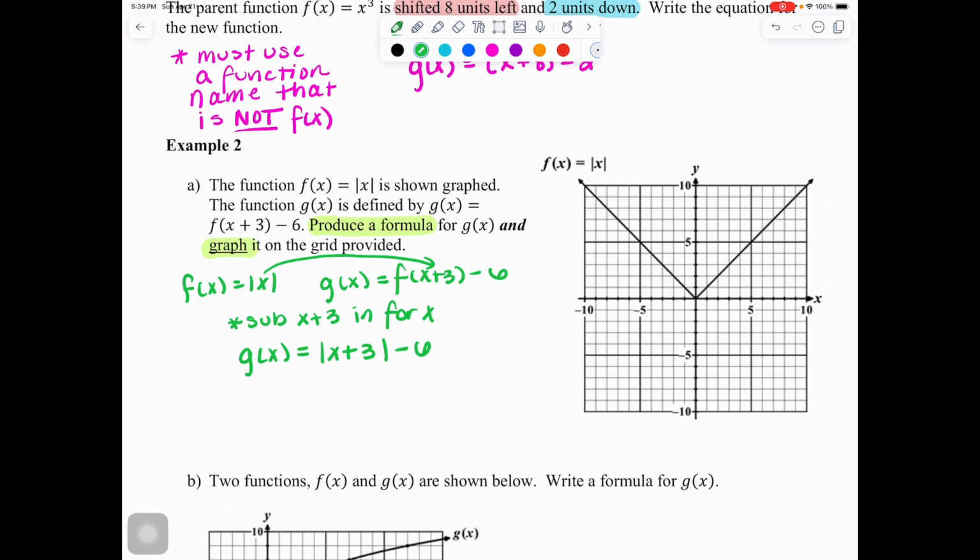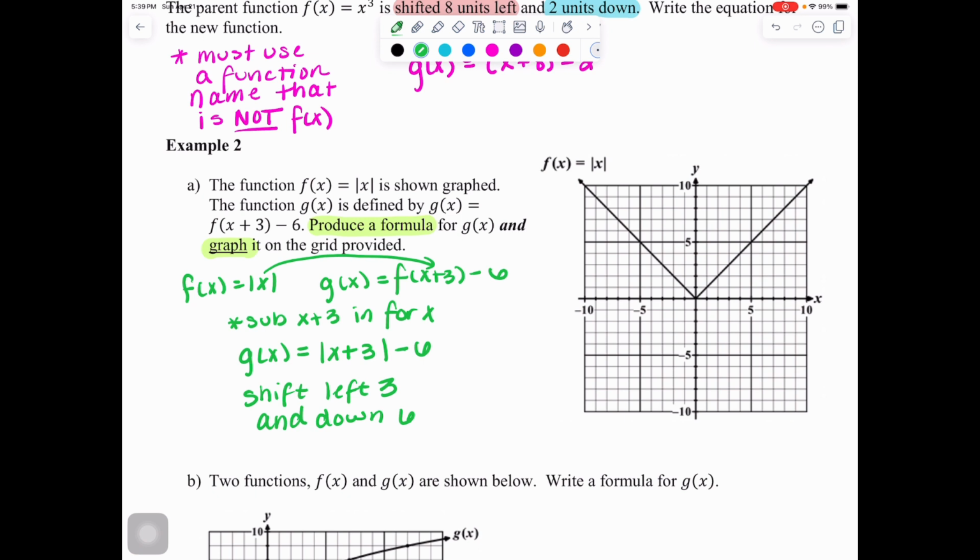So looking at that, I can now break this down. If I'm adding 3 on the inside, it's opposite of what my gut would tell me. So I'm actually shifting to the left 3, and anything on the outside goes with exactly what we would think. If it's negative, that means it's going down 6. So we wrote the formula properly by doing the substitution. And now we need to actually create the graph on the grid.